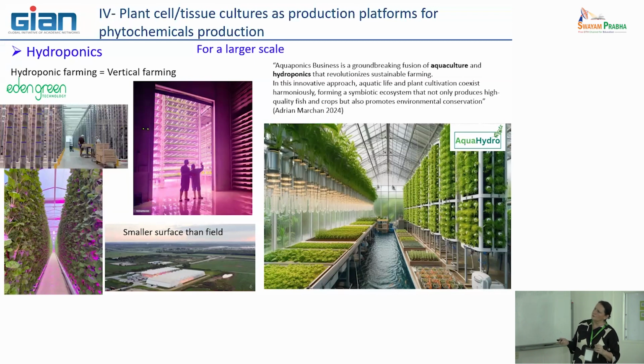Here it's the case of Eden Green, which is called hydroponic farming, vertical farming. And here you can observe that, in fact, if you look at the surface used by this type of hydroponic farming, they have a smaller surface than the equivalent field that would be needed to produce exactly the same amount of plants.